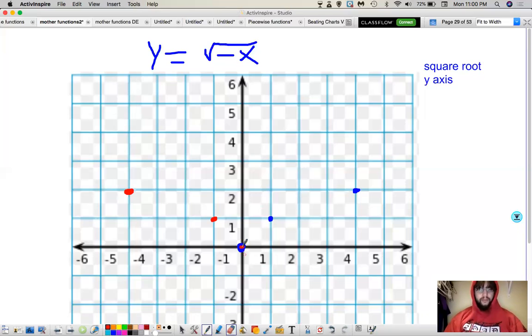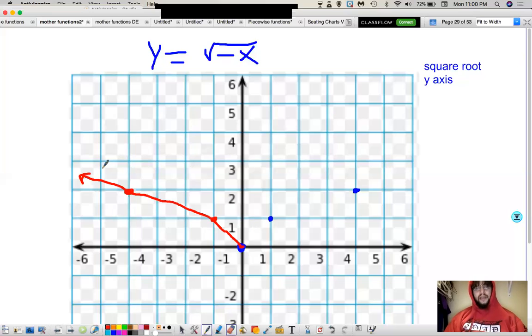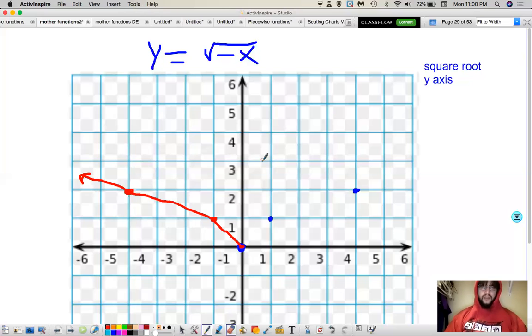Take more battery than I thought. And just kind of sketch it like this. Try not to make it too straight. Something like that. It's not linear. Don't make it linear. It's curvy. It's much curvier than I have it. I suck at drawing. That's good enough. And that's that.